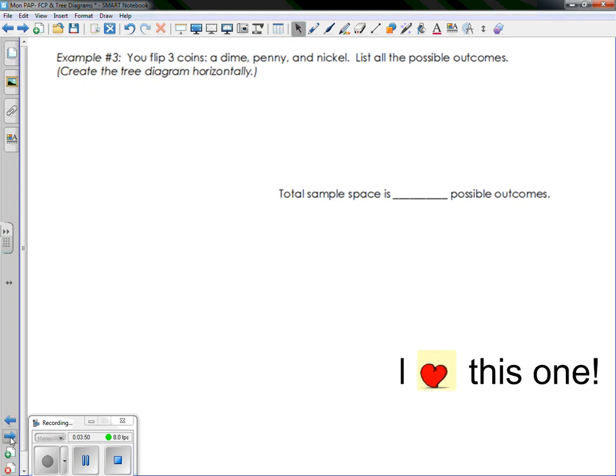All right, we're going to flip 3 coins, a dime, a penny, and a nickel. List all the possible outcomes. And we're going to do this one horizontally. So we have a dime. For the dime, we could get the head, or we could get the tail for it. So we could get the heads for the dime, or we could get the tails for the dime.